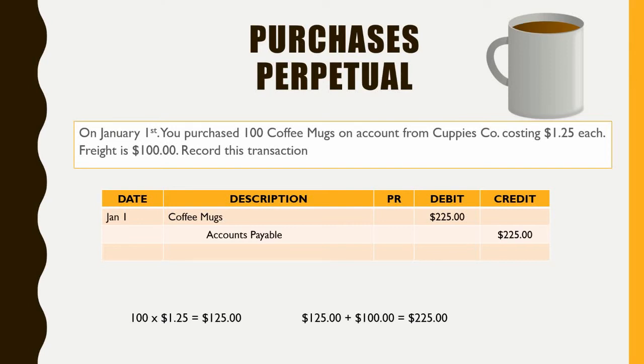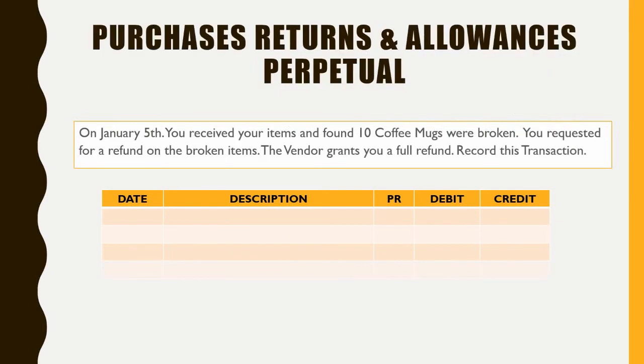Okay? And of course, I place it on an account. So then let's go ahead and take scenario number 1, where in this case on January 5th, you received your items and found that 10 of those coffee mugs were actually broken. So again, you requested a full refund for the broken items, and of course the vendor grants you the full refund, so record this transaction.